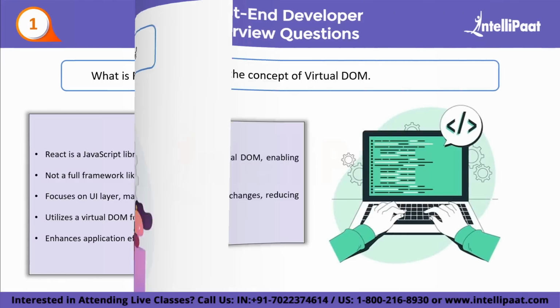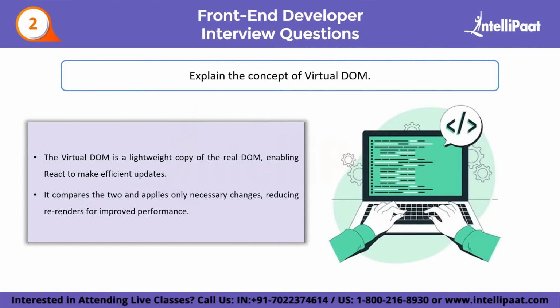The next question in our list is, explain the concept of virtual DOM. The answer to this question is, the virtual DOM in React acts as an efficient middleman. It helps React figure out the best way to update the actual web page by first making changes in a lightweight copy. This approach saves time and resources, making React applications fast and responsive even with dynamic user interactions. Here is how it is done.